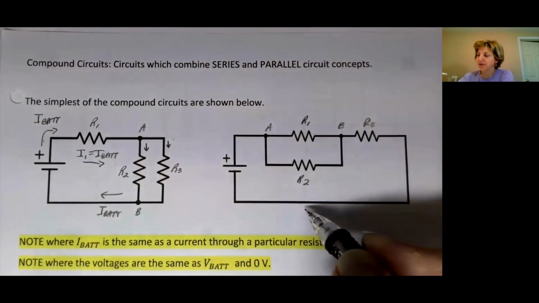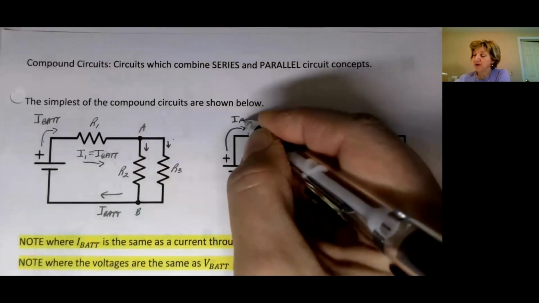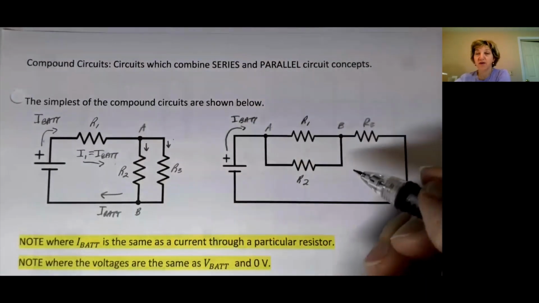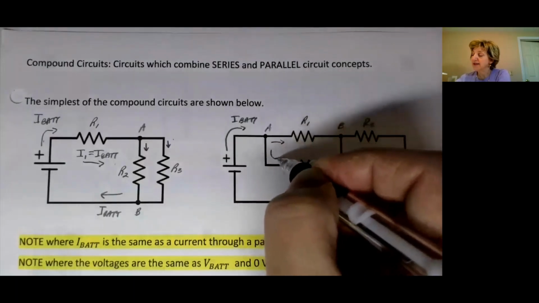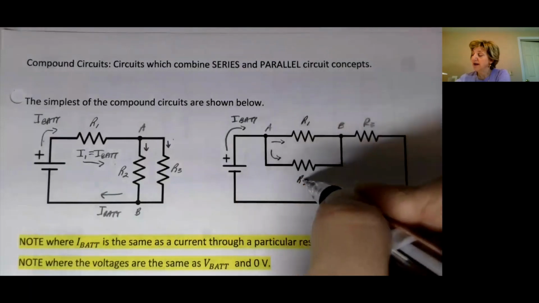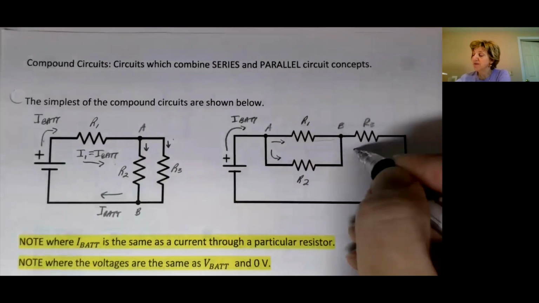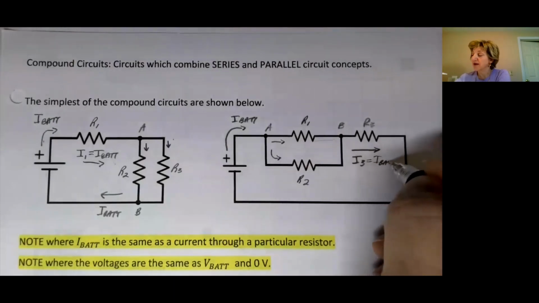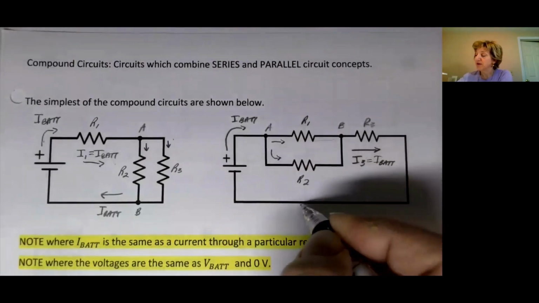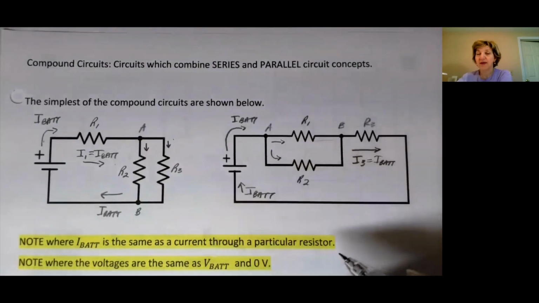How is this circuit different? This circuit shows us that we will again have I battery coming out of the high potential end of our battery, but at node A now, it immediately splits into I1 and I2. When those two currents again meet at node B, they will come out and add up to I3, which equals I battery again. Notice that I battery must continue and go back into the battery at that point.